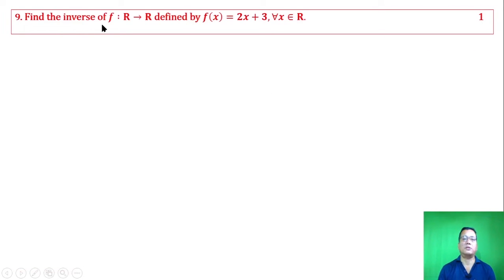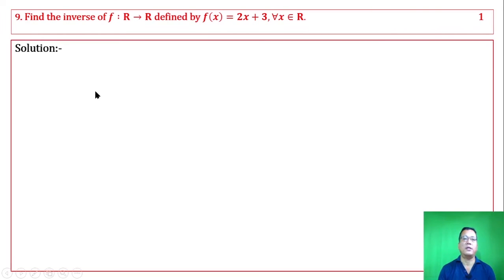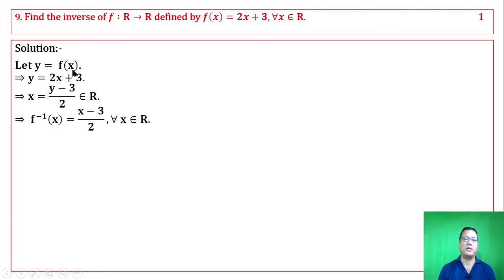Find the inverse of f from R to R defined by f of x equal to twice x plus 3 for all x belongs to R. 1 mark. Let y equal to f of x. f of x is equal to twice x plus 3. Solving for x, we get this, which belongs to R. Therefore, for every y, the value is always real. This implies that f inverse of y is obtained by replacing x with y, and we get the required inverse function.